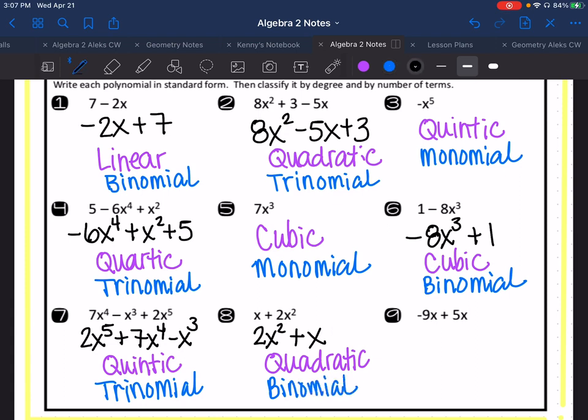All right, now this last one, they are like terms. So I am going to subtract them. And so my standard form would be negative 4x, because they are like terms. There's only one term, so this is a monomial, and the largest exponent is 1, so this is a linear monomial.